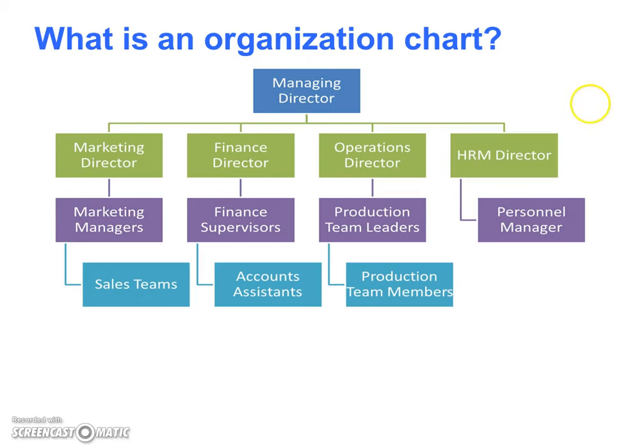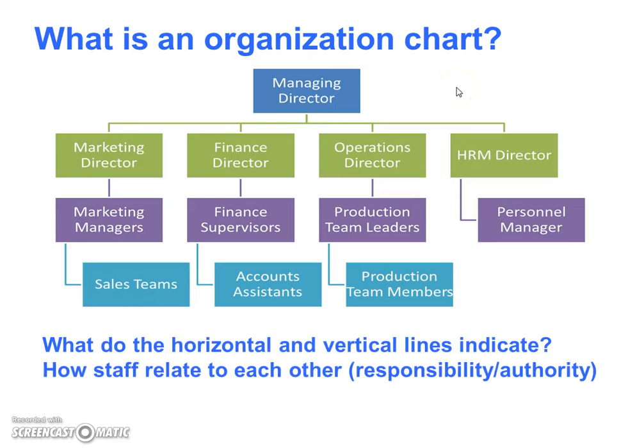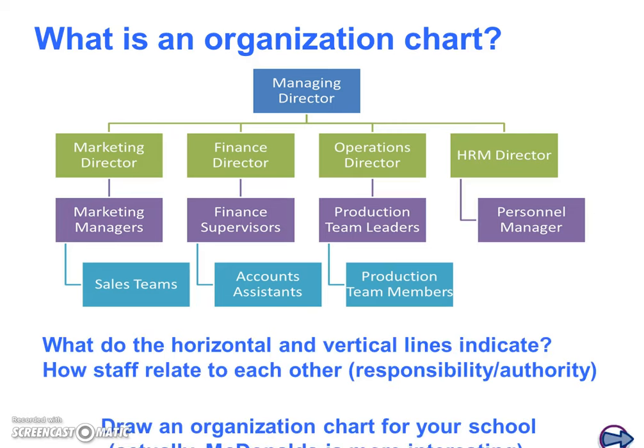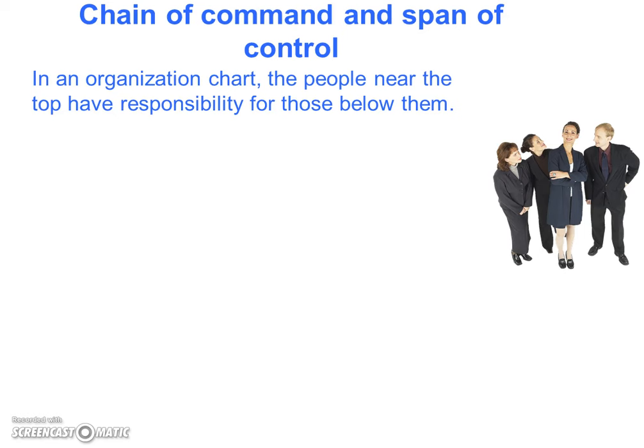So here's an example of one. We've got the big boss at the top, the managing director. And then underneath we have the marketing director, finance director, operations director, human resources director, and then the various managers, supervisors and executives, shop floor staff, as we go on down the hierarchy. Managing director is another term really for chief executive. It depends on the size of the organization what the official title is. You can think about those things in your own time.